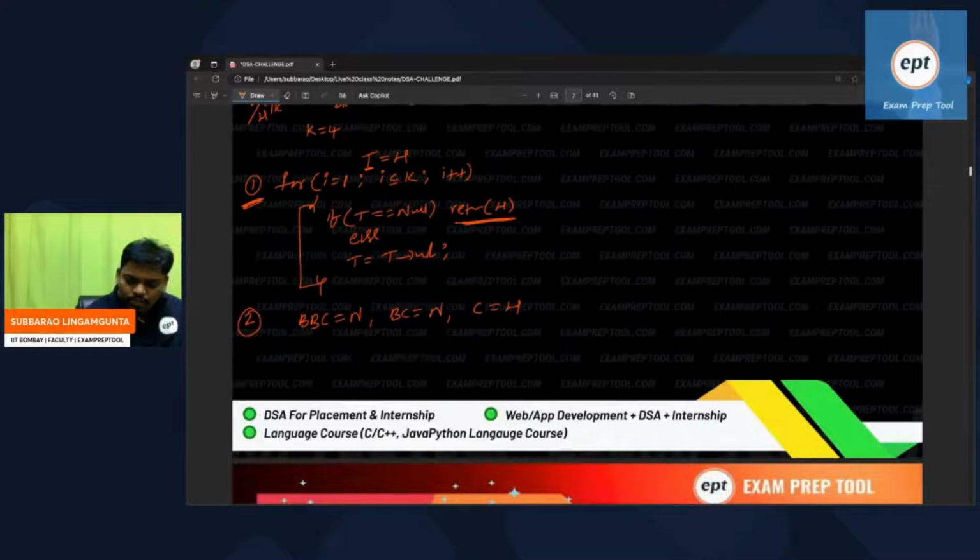Everyone observe. Take one for loop, because you can do it 4 times only, because you have to reverse k people. So take one for loop: i is equal to 1, i less than or equal to k, i plus plus. This loop is going on 4 times.